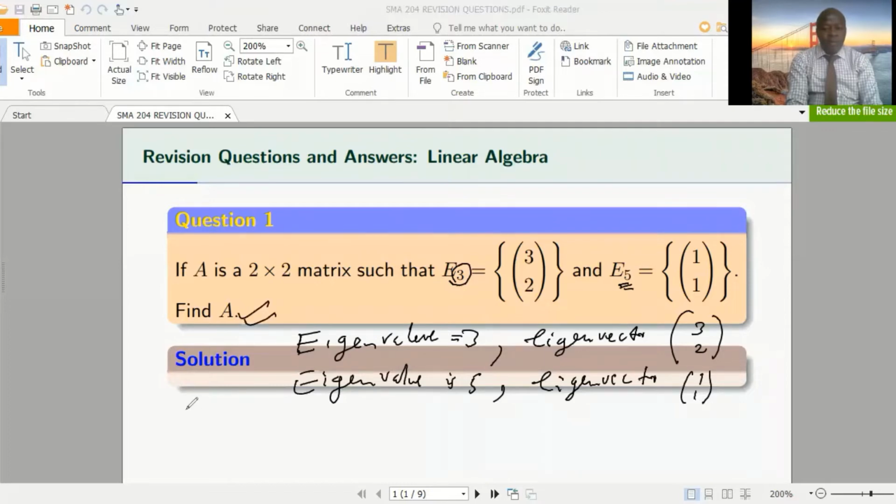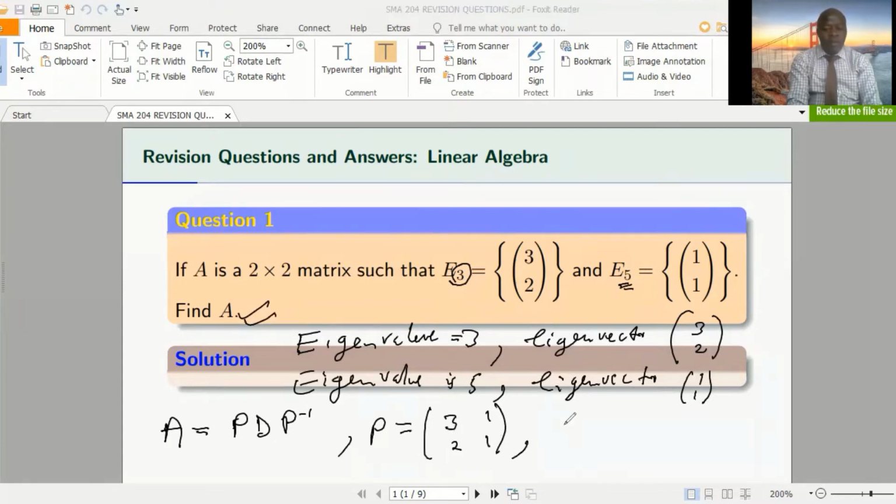The first thing we're supposed to know is that matrix A will be given by P multiplied by D multiplied by P inverse. That's how we find matrix A, where D is the diagonal matrix, and P is a matrix formed when we arrange the eigenvectors as columns, so that the first column is (3, 2), and the second column is (1, 1). So this is P. And P inverse, we just do it by finding the inverse of P.